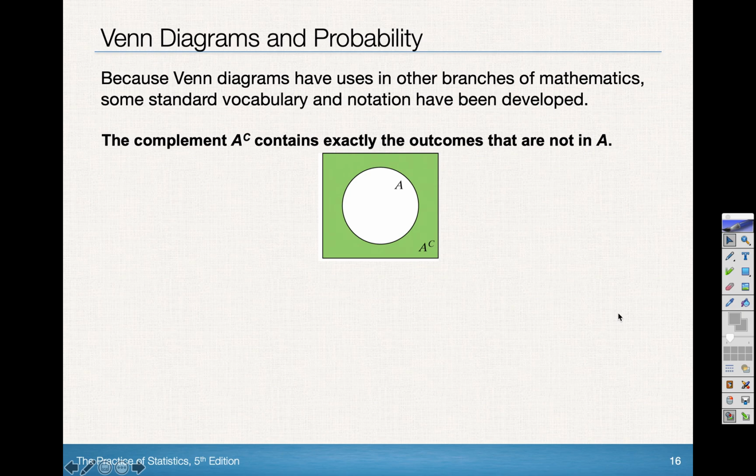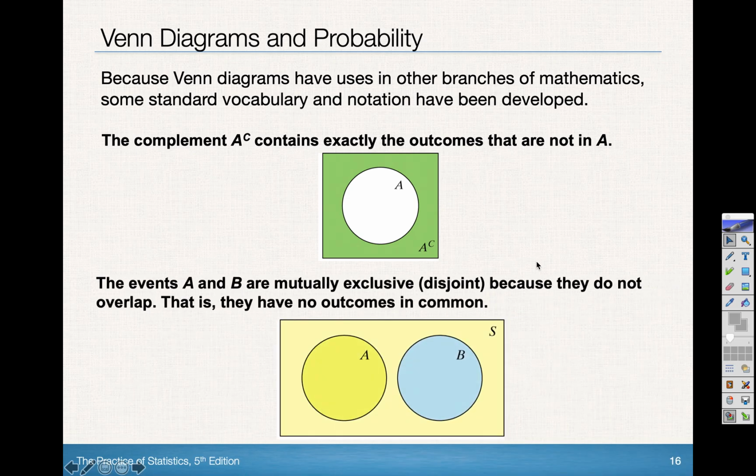Here is some standard vocabulary and notation about Venn diagrams. Here we have A, and then we have A to the power of C. A to the power of C is A complement. So this would be everything that's not A. If A and B are mutually exclusive, another word you might hear is disjoint. If they are disjoint, they do not have any overlap, just like my birthday and Mr. Vita's birthday do not have any overlap, then the two Venn diagrams will be separated.